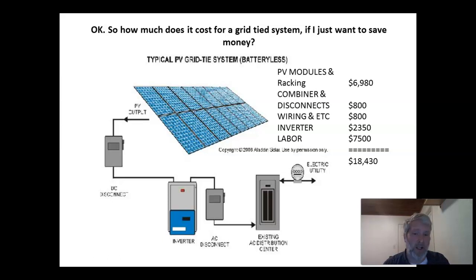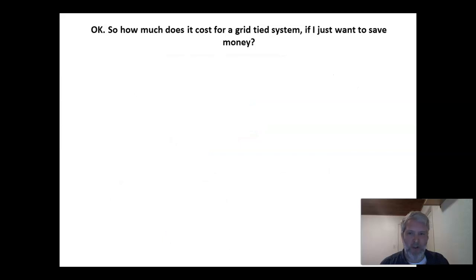$6,980 for the PV and the racking. The combiner boxes and the wiring is roughly about $800. The inverter's $2,350. That was for microinverters or a string inverter. They're roughly about the same price. And then the labor is roughly about 50% of your costs, or a lot of times the same price as what the hardware costs. So about $7,500, and that comes out to about $18,000. Could be up to $20,000 depending on the labor. We'll talk about the labor in a second.